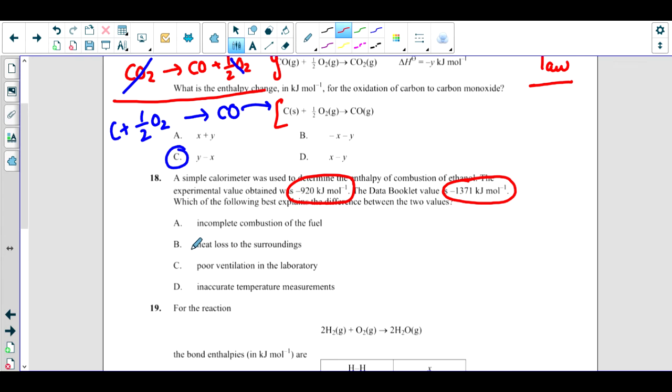Heat lost to the surroundings. Yes, this is a possible option, that heat is lost to the surroundings. Poor ventilation in the laboratory, not mentioned anything regarding this, so we can't assume it. Inaccurate temperature measurements, there is no error measurement or error being told in the question, so the best suitable answer is heat lost to the surroundings.